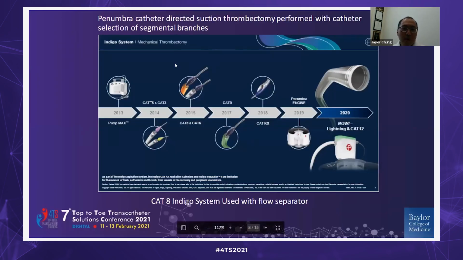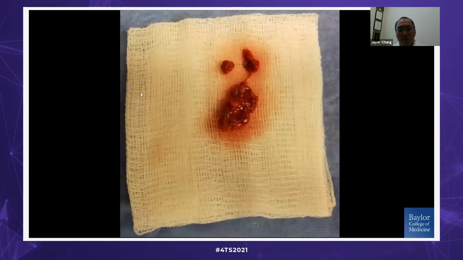We decided to use the Penumbra catheter to aspirate the thrombus. This is before the Lightning was invented and available within our hospital. And so we used this to perform directed suction thrombectomy of the segmental branches. This is what we were able to remove from the canister afterwards. And you can see this is tumor thrombus. This does not look like normal clot. And indeed, when we sent this to histology, we found that this was indeed renal cell carcinoma.